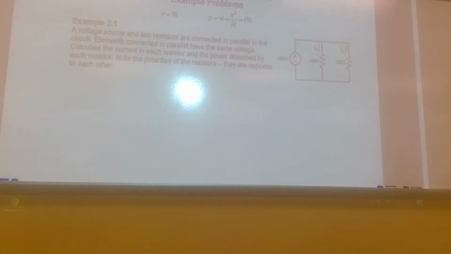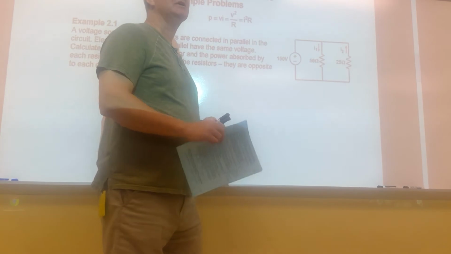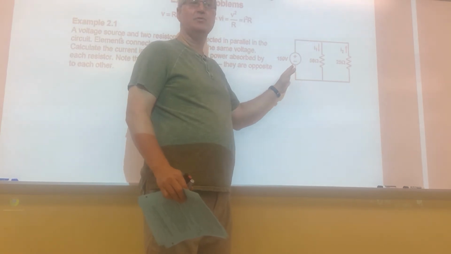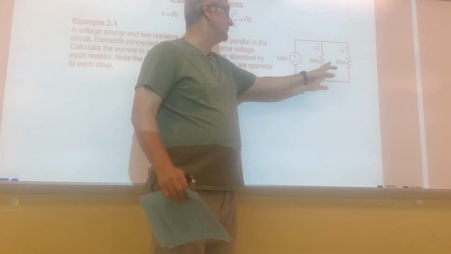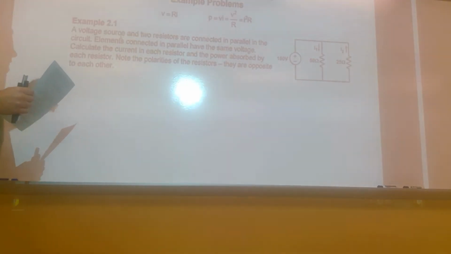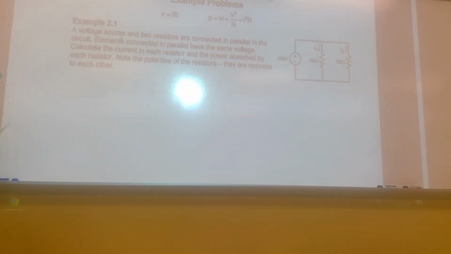What you're seeing in this example problem is that you have a voltage source and a couple of resistors, and the one thing I would expect you to know here is that elements that are in parallel have to have the same voltage. So the fact that this is 150 volts means that the voltage across both these resistors must be 150 volts. This is a fairly straightforward calculation. It says calculate the current and the power absorbed by each of these resistors. And it says, note the polarity across these resistors.